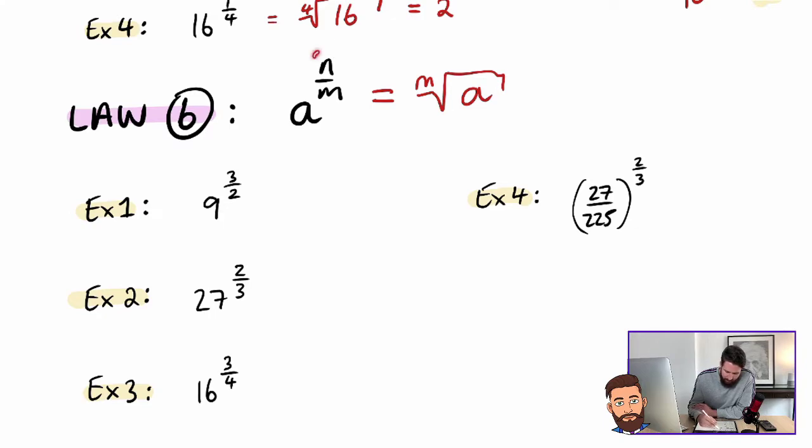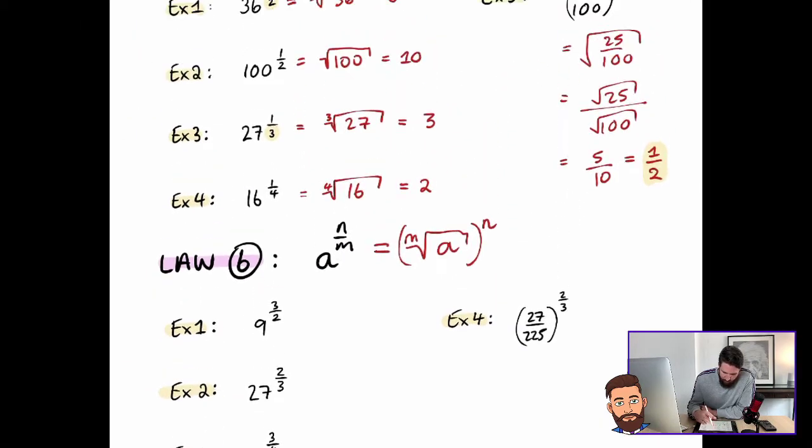And then what this n means is we're going to raise all of that. Once we know what that is, once we've worked out the root, we're going to raise it to the power n. So again, we're going to take the denominator and make it our root. So we're going to do the mth root of the base a. And then we're going to take that answer and we're going to raise it to the power n.